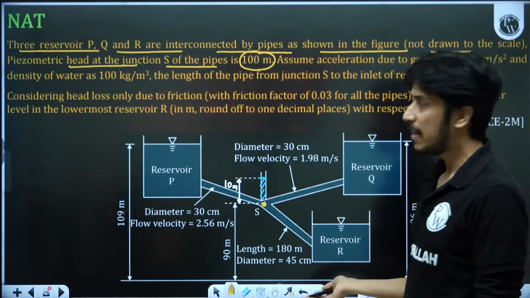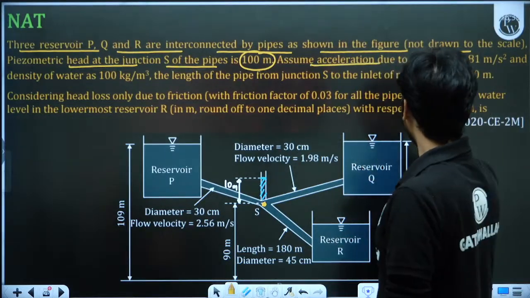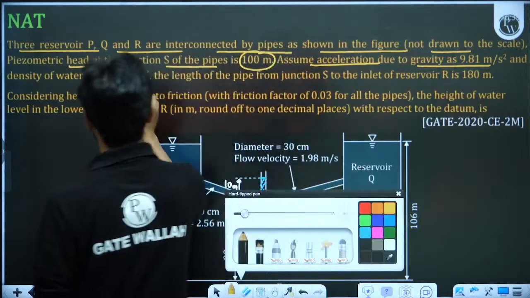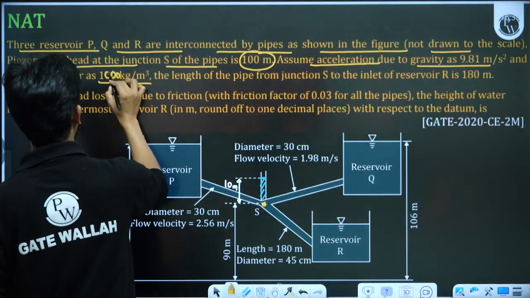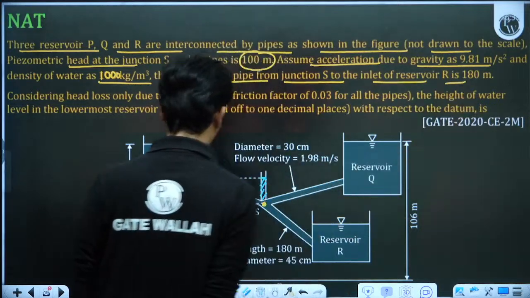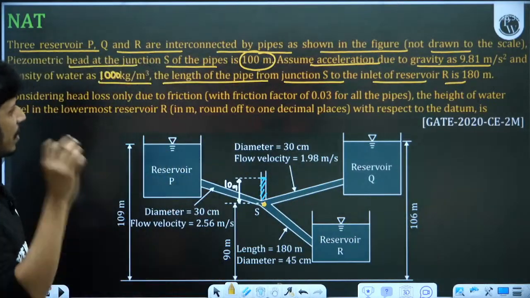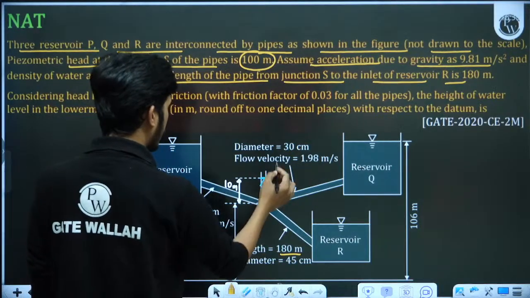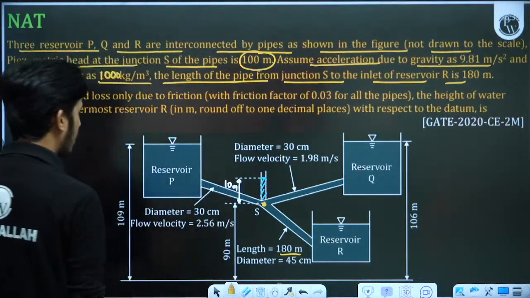That will be very easy for us. Assume acceleration due to gravity as 9.81 meter per second square. Density of water is 1000 kilogram per meter cube. The length of the pipe from the junction S to the inlet of reservoir R is 180 meter. This length is 180, and this diameter is 30, also given.